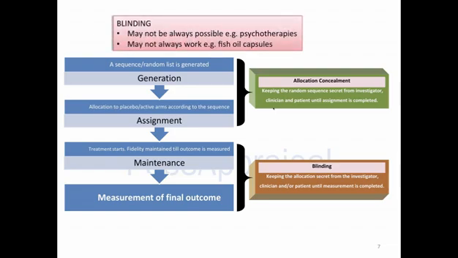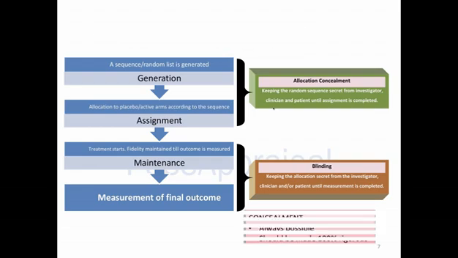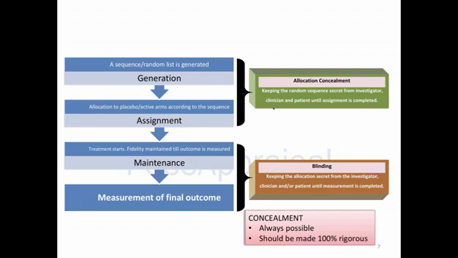For example, when you are evaluating psychotherapies, it is very hard to keep a patient blind from knowing whether he or she is receiving CBT or not. Also, even in situations when blinding is practiced, it may not always work well. For example, in a study comparing the efficacy of fish oil capsules versus placebo in reducing depression, patients taking fish oils will experience a fish burp, making it difficult to maintain the integrity of blinding. In contrast, allocation concealment is always possible, and it must always be carried out with 100% integrity in all randomized controlled trials.